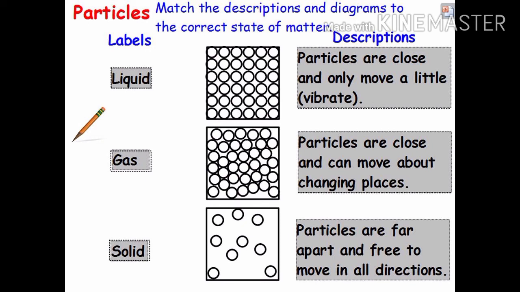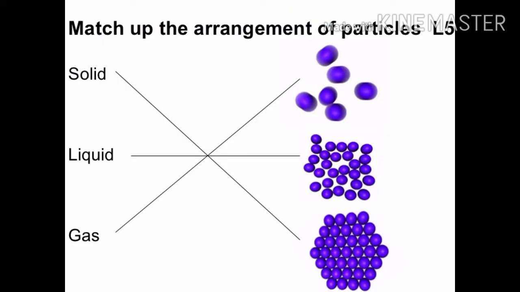So if we do the matching, the first one is the solid. So make a cross here with the solid. The second one is the liquid. The second one you can match with the liquid. And the third one is the gas. Here the third one you can match with the gas. So match up the arrangement of the particles: solid, where the particles are closely packed to each other; liquid, where there is a little space; and gas, where the particles are at a far off distance from each other.